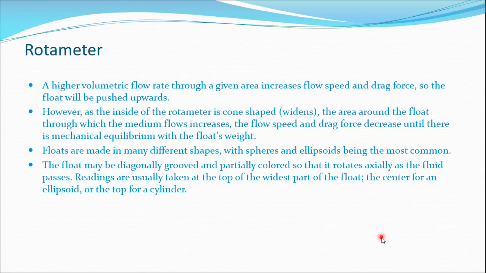However, as the inside of the rotameter is cone shaped and widens, the area around the float through which the medium flows increases, and the flow speed and the drag force decrease until there is a mechanical equilibrium with the float's weight. Floats are made in many different shapes, with spheres and ellipsoids being the most common. The float may be diagonally grooved and partially colored so that it rotates axially as the fluid passes. The readings are usually taken at the top of the widest part of the float, at the center for an ellipsoid or the top for the cylinder.